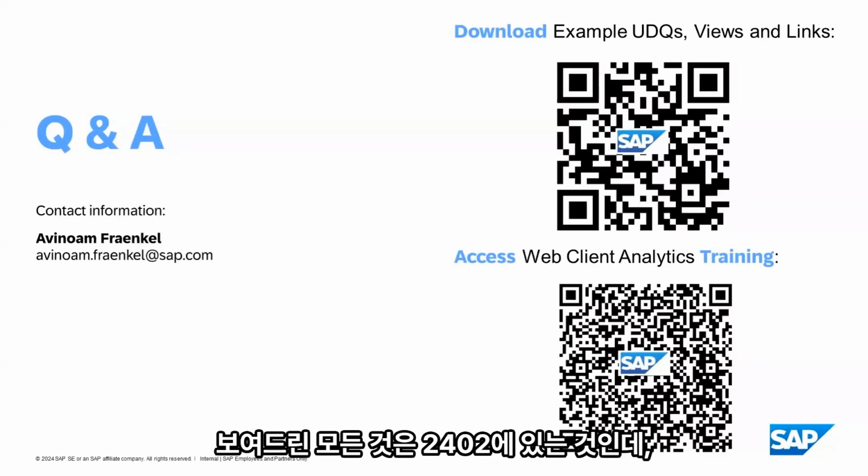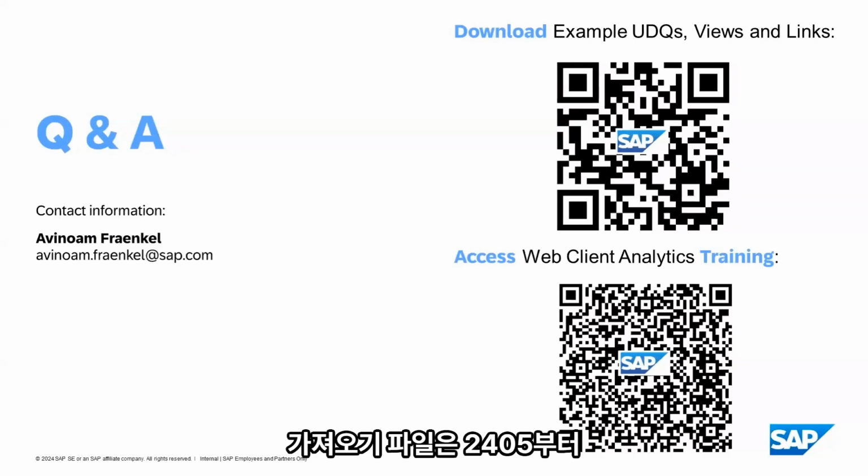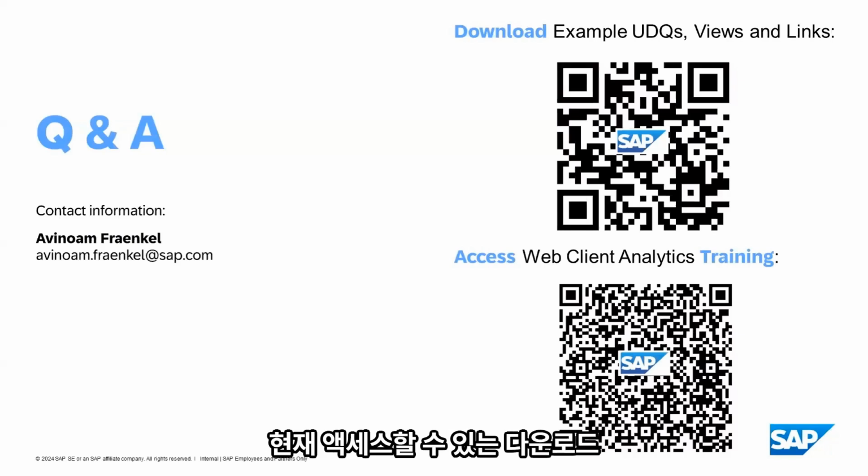But the import files will work from 2405 onwards. When you export from a particular version, you can only import into that version or a later version. In other words, the download file that you currently have access to will only be able to be imported into 2405 and higher.